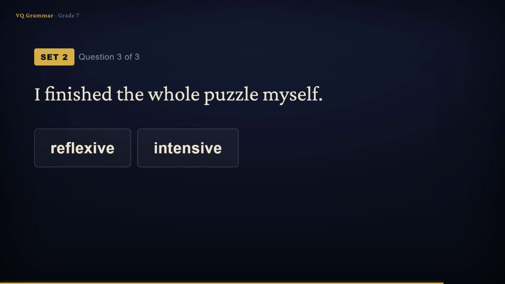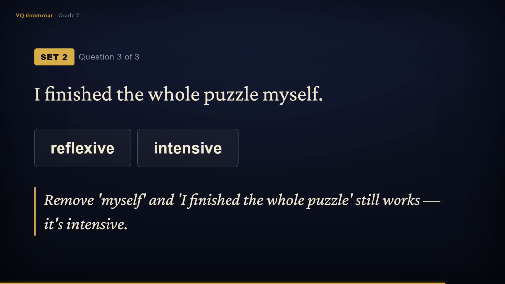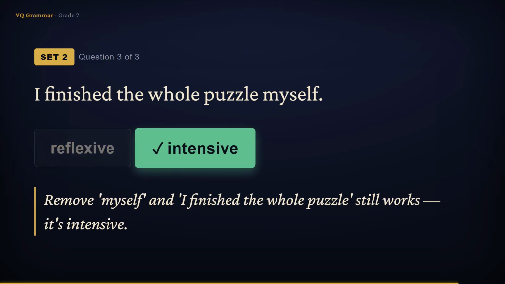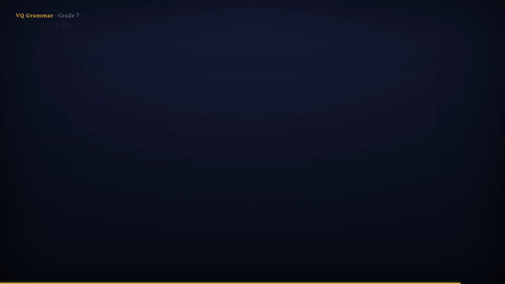I finished the whole puzzle myself. Try the removal test. I finished the whole puzzle. That still makes complete sense, so myself was only adding emphasis. That makes it intensive, so the answer is intensive.